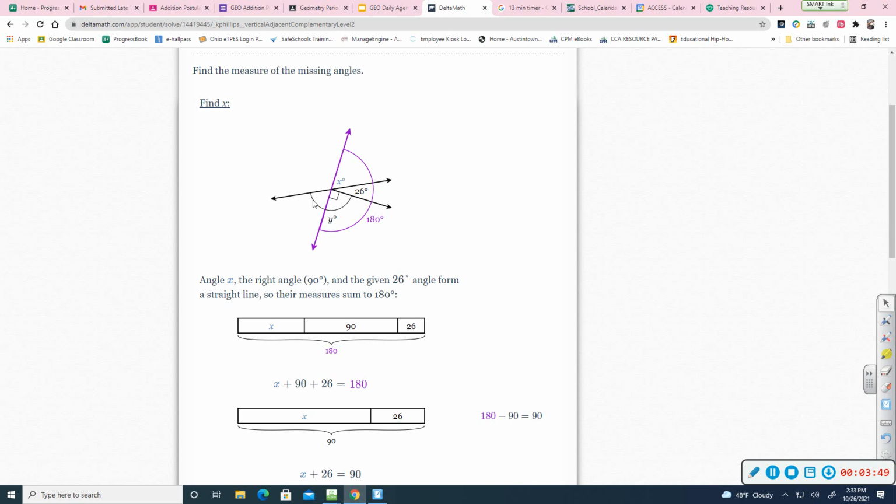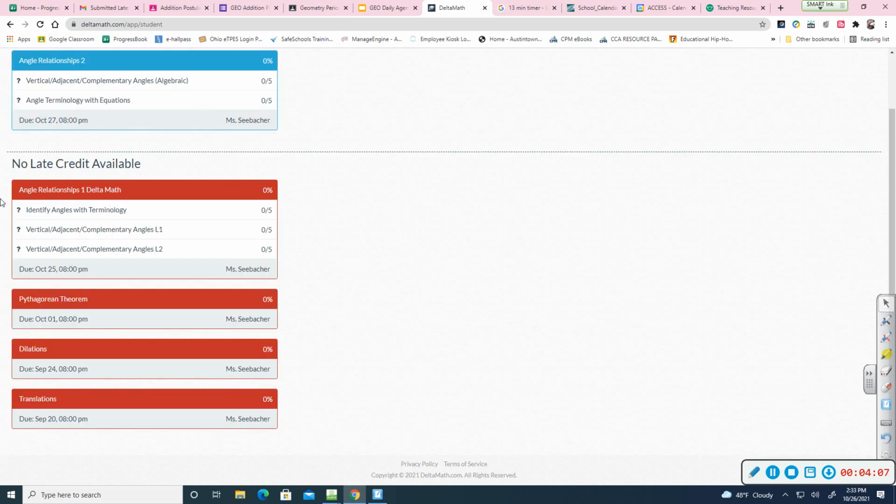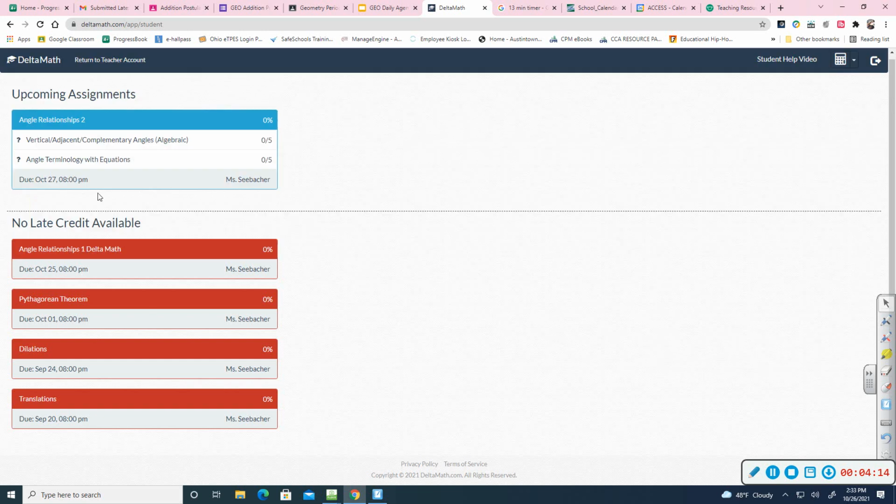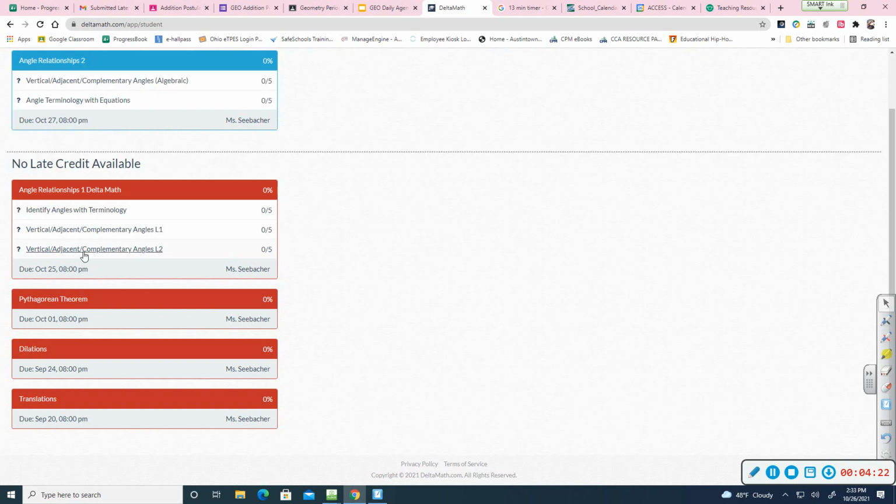Then X and this angle right here would be vertical angles, so this angle is also 64 degrees. And then to find the measure of angle Y, you would have to take that 64 and add it to 90. Because remember, this box shows us that we have a right angle, it's 90 degrees. So again, that's just a brief overview of how you complete Angle Relationships 1 Delta Math. It will say no late credit available on your Delta Math account, but you can still complete the assignment. You'll just click right here, Angle Relationships 1 Delta Math, open it up, and then click on each section. So each section has 5 questions that you need to complete.